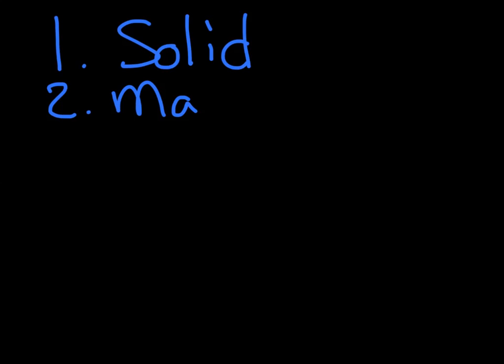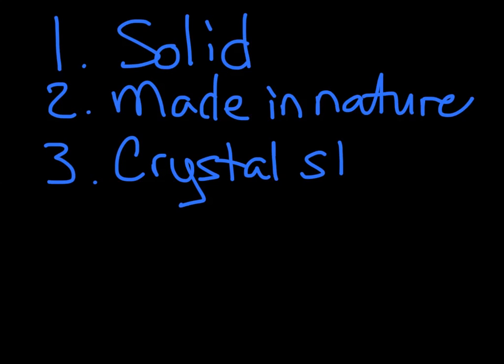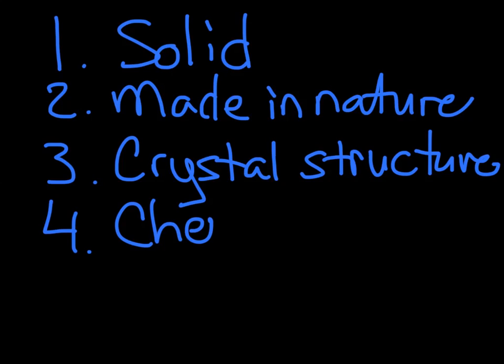Alright, the first step is to remember how to figure out if an item is a mineral, and there are 4 steps to that. Number 1 is that it is solid. Number 2, it is made in nature. Number 3, it has a crystal structure. And number 4 is that it has a definite chemical makeup.